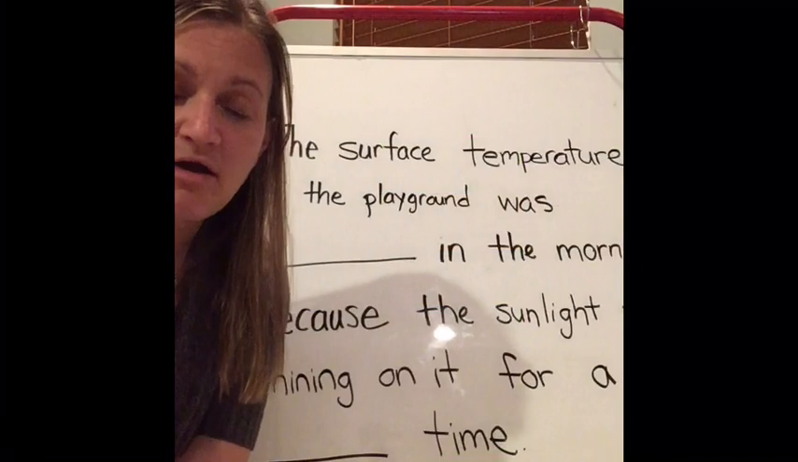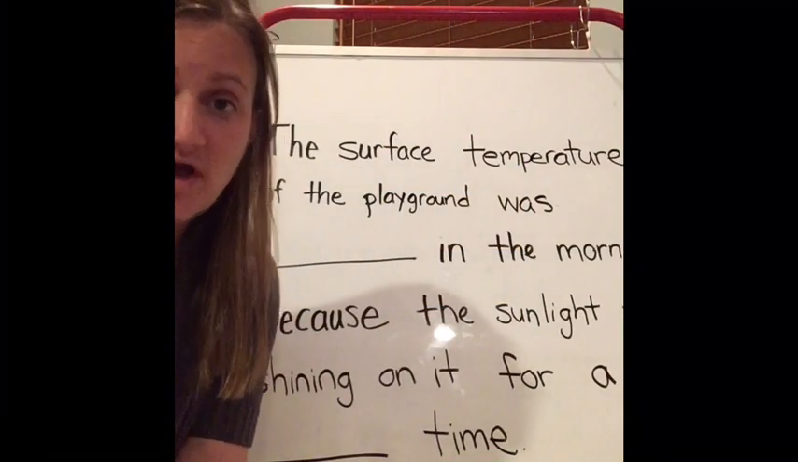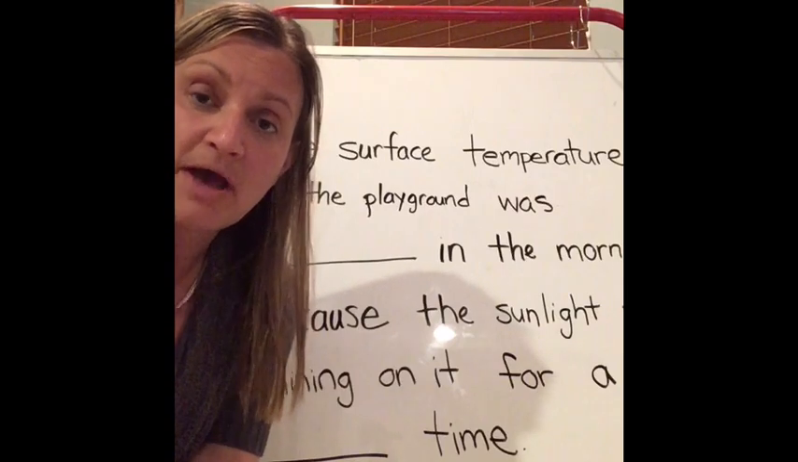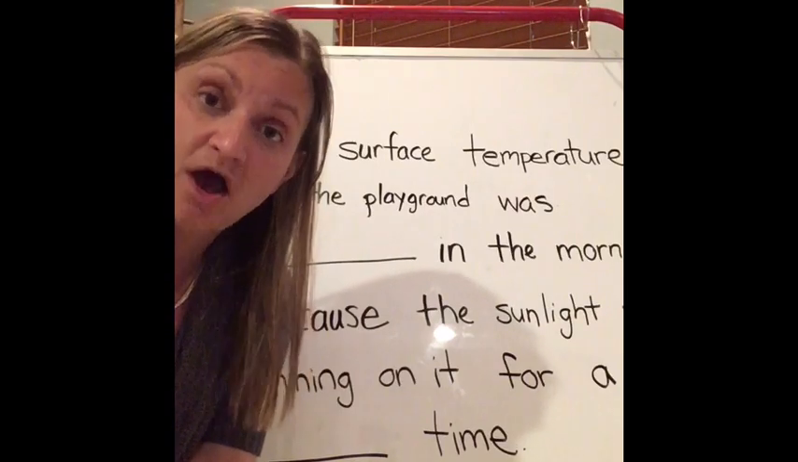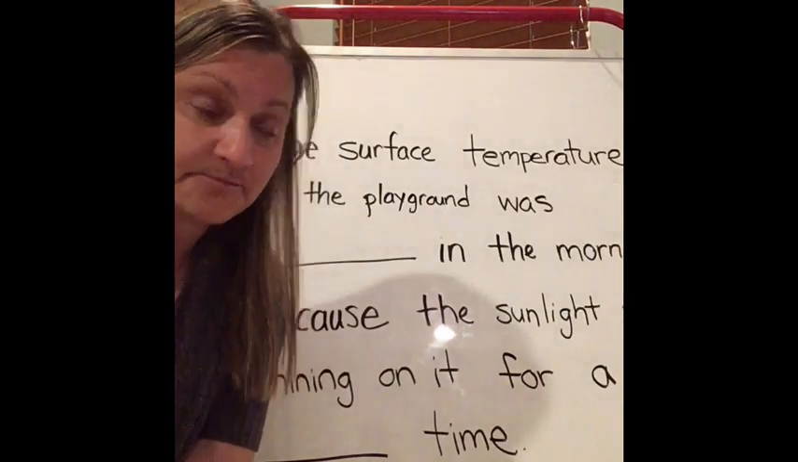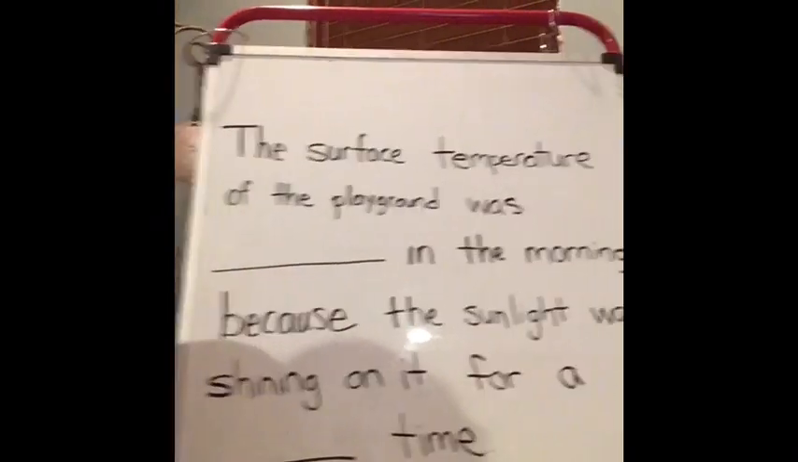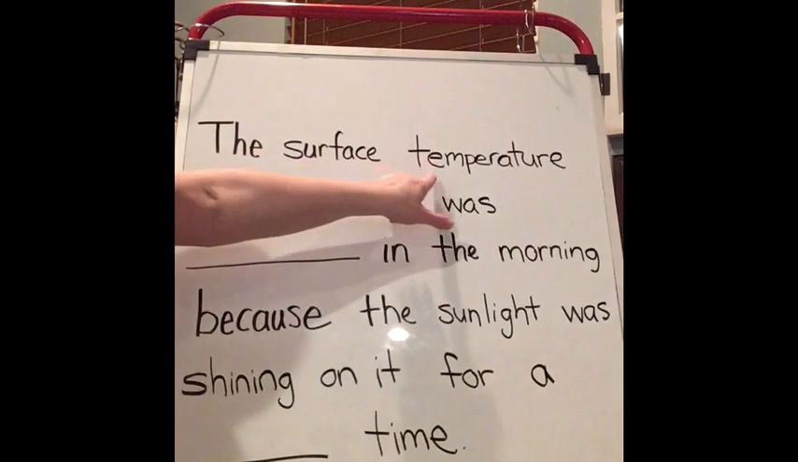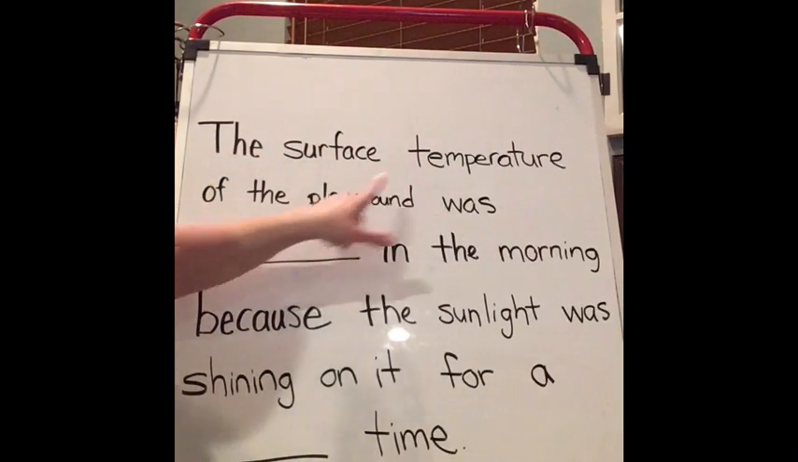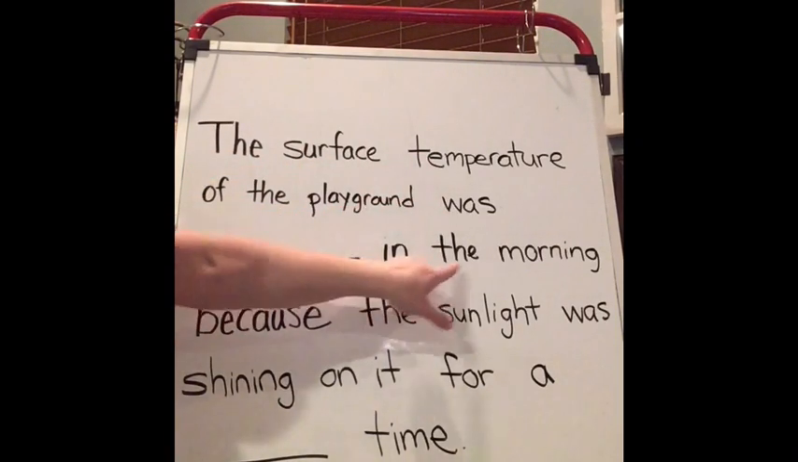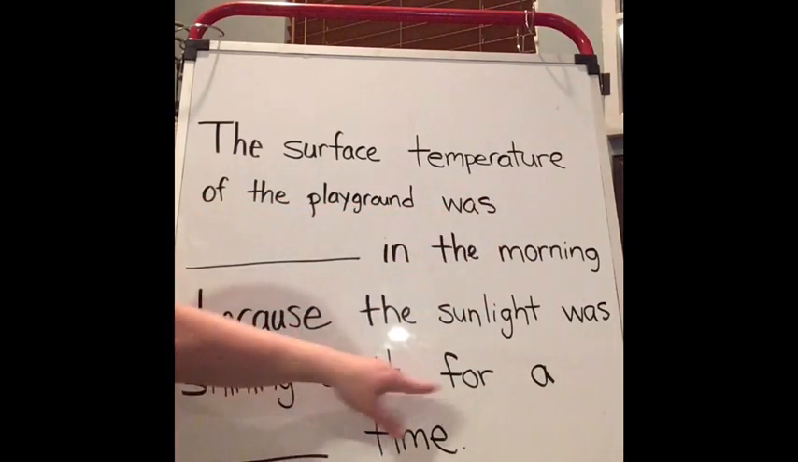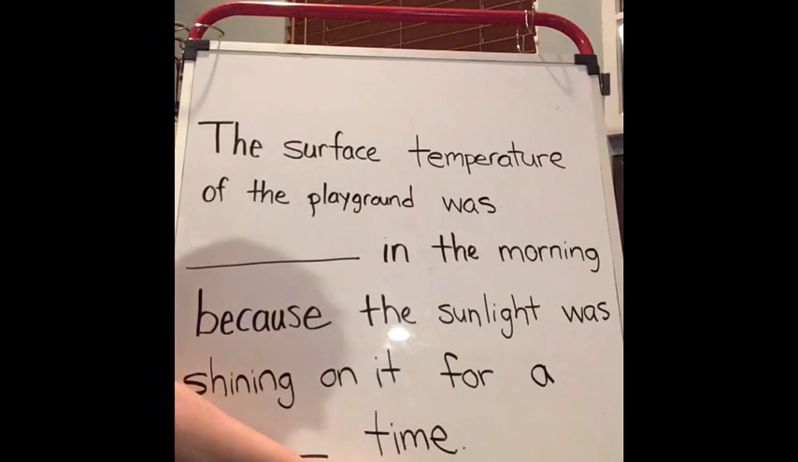So thinking about our language framework and always talking like a scientist, let's think about what we already know about cause and effect and how to talk and explain our thinking. So over here I wrote a bit of a framework for us. So it says the surface temperature of the playground was blank in the morning because the sunlight was shining on it for a blank time.